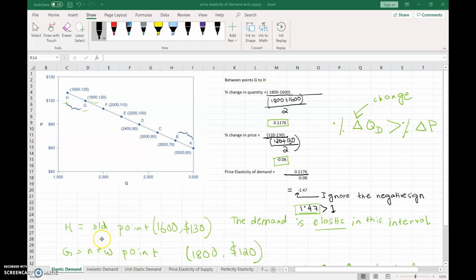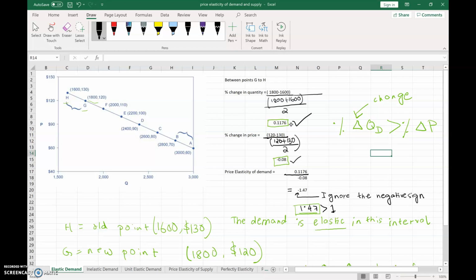G is the new point and H is the old point, and each of them shows some combination of price and quantity demanded. The percentage change in quantity between points G to H is this one, 1800 minus 1600 over the average of quantities. This is what I get here. Now the percentage change in price between points G and H is the new price, from that we subtract the old price, and this is what we get.